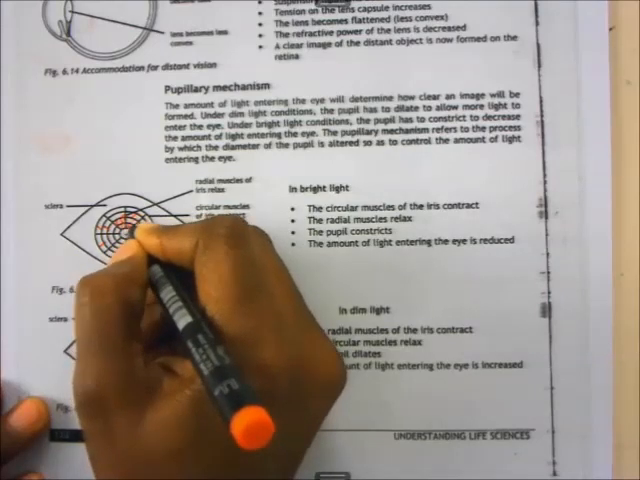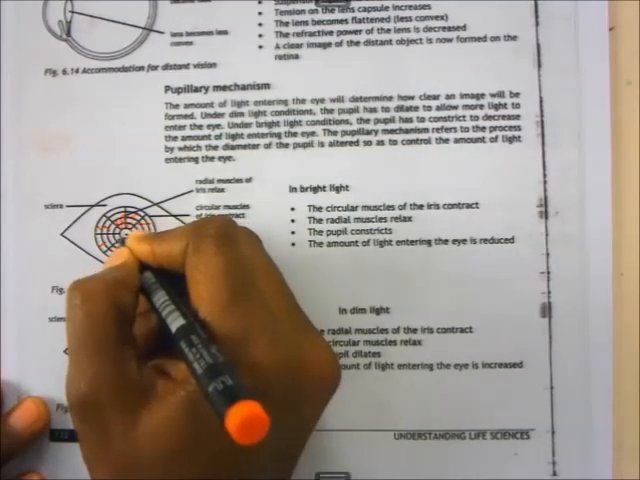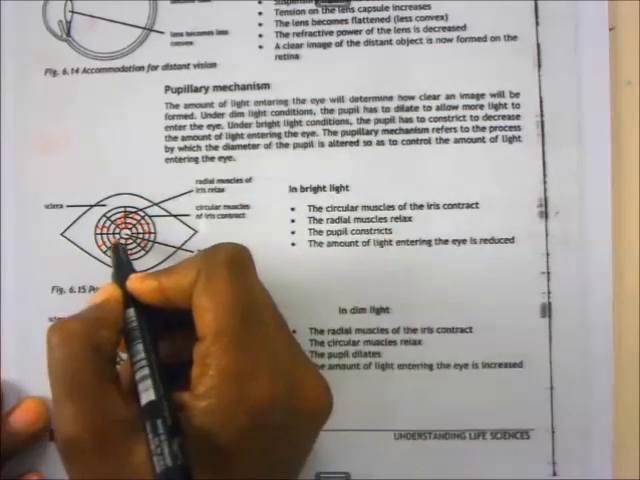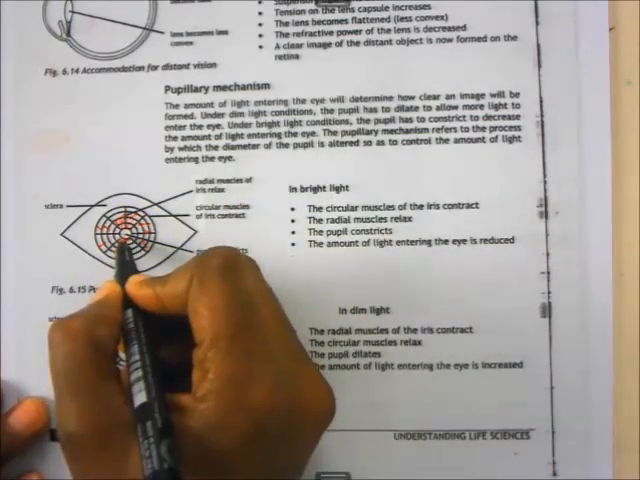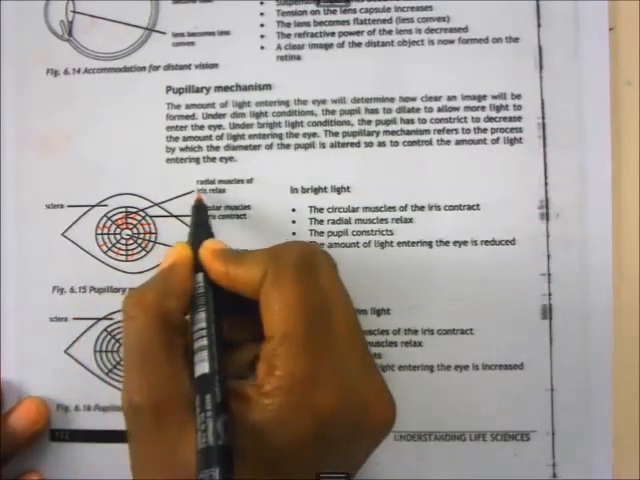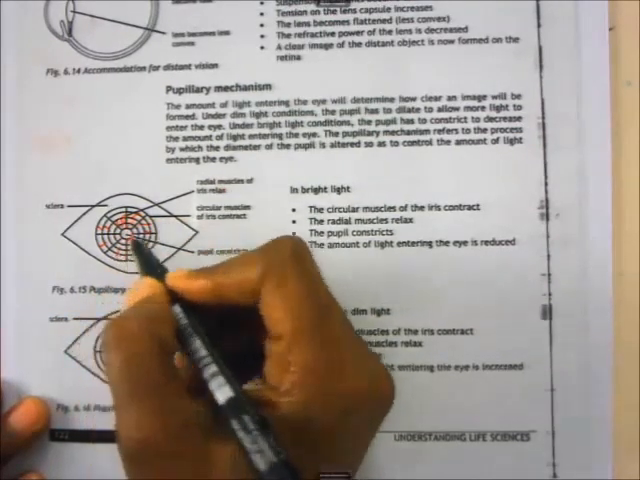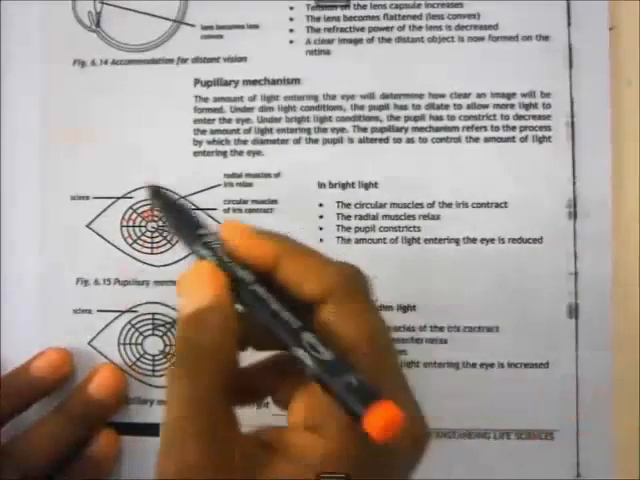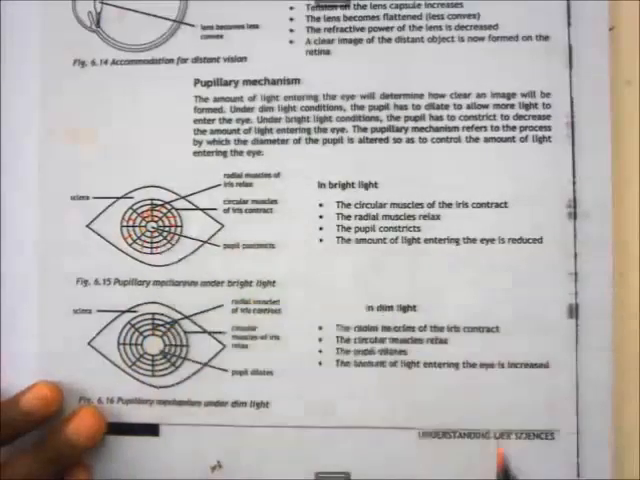And then when the circular muscles contract, obviously the size of the pupil will be smaller. And then the radial muscles will start to relax. And then less light will enter the eye.